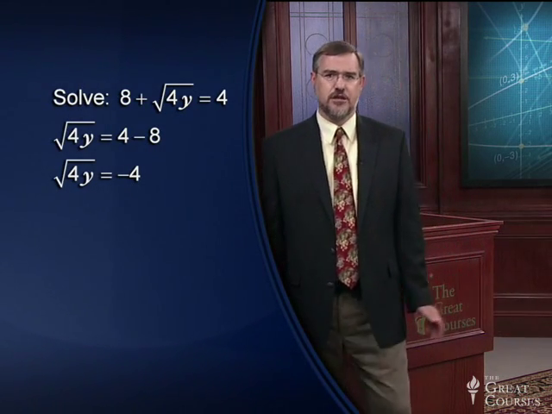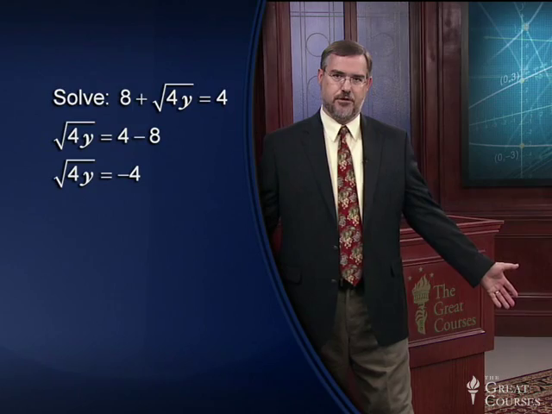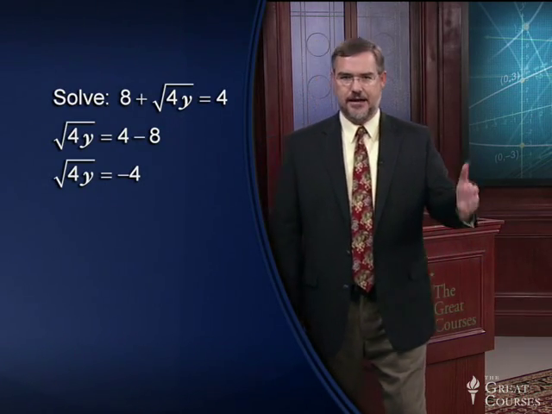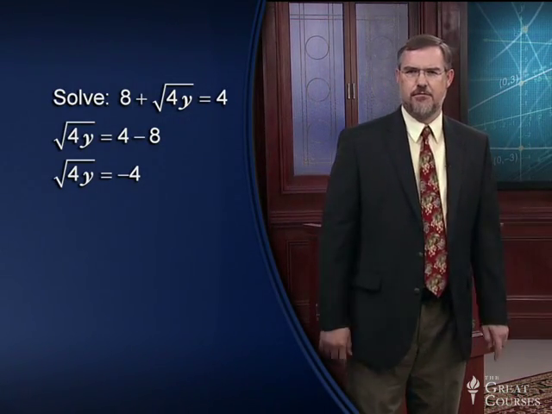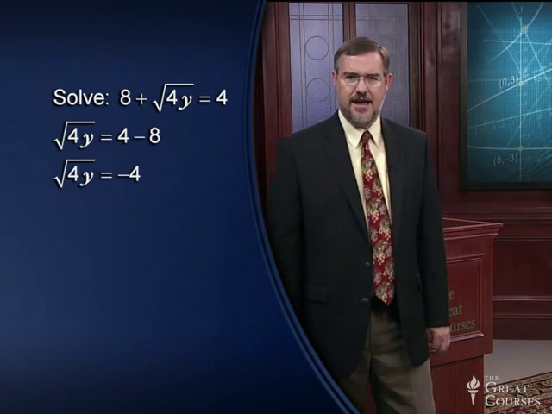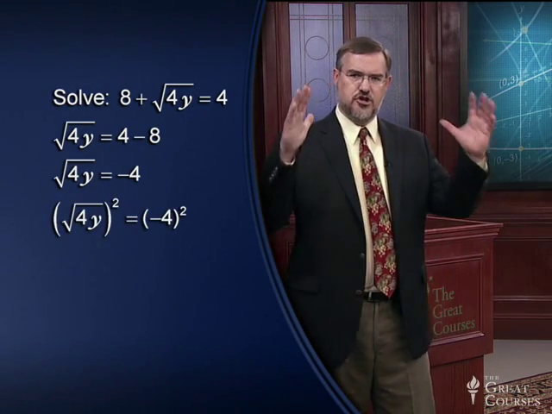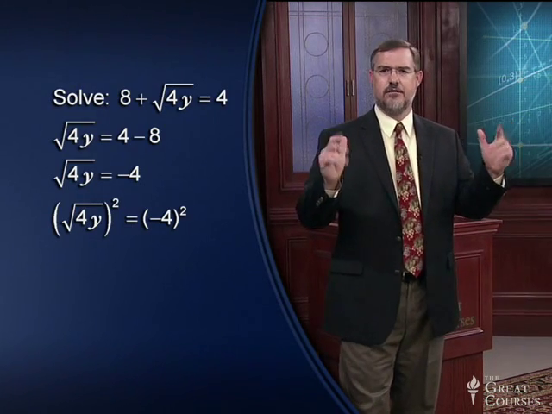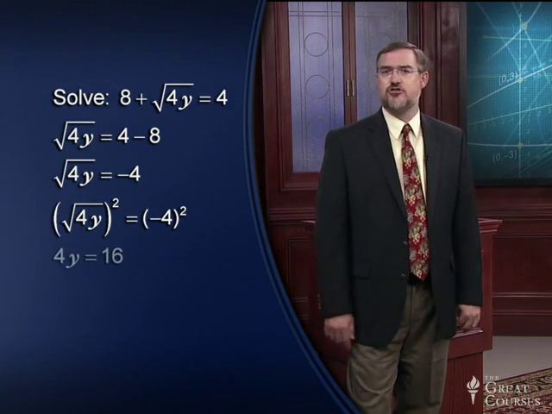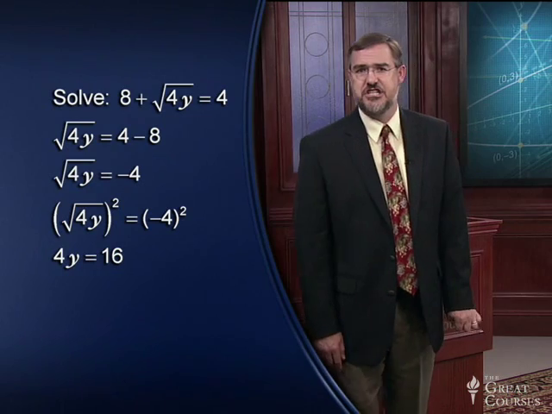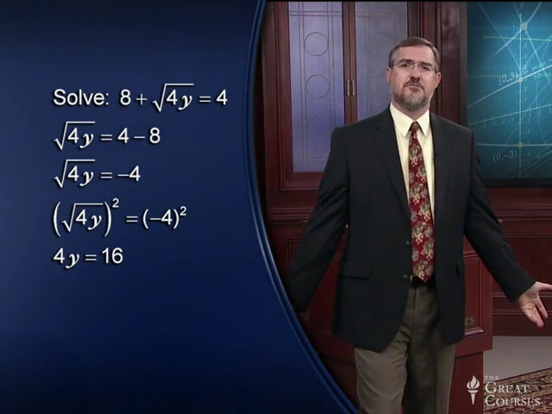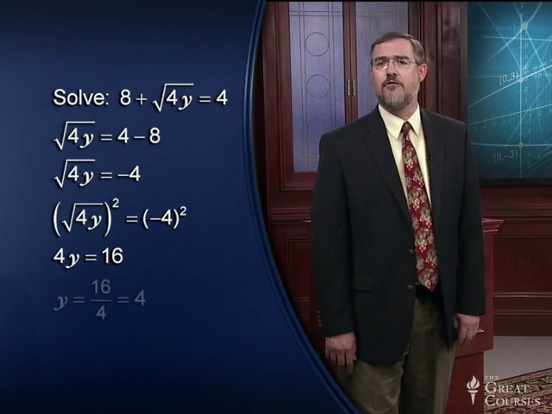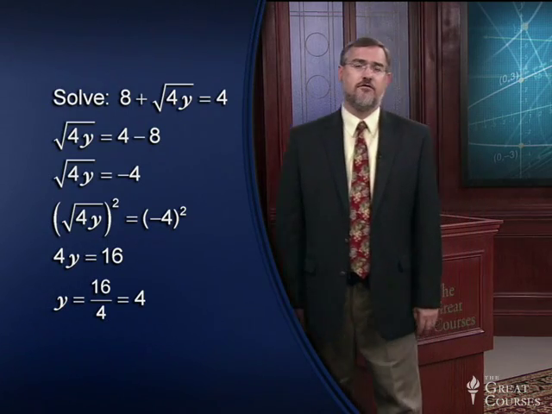Now, what have I been doing in all the other problems? Squaring both sides. And when I do that, and I use that important fact we talked about before, we're going to just have the square root of 4y squared equals negative 4 squared. And that's just going to simplify to 4y equals 16. I can divide both sides by 4, and we'll be done. We'll have y equals 4.